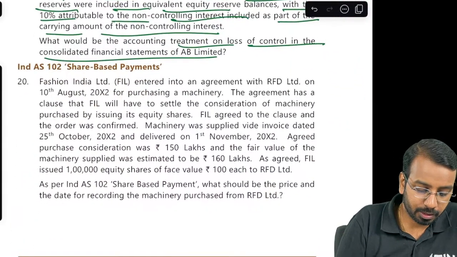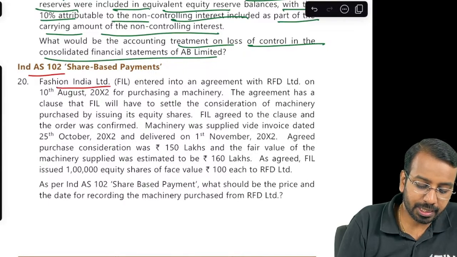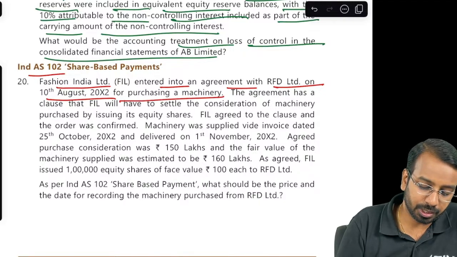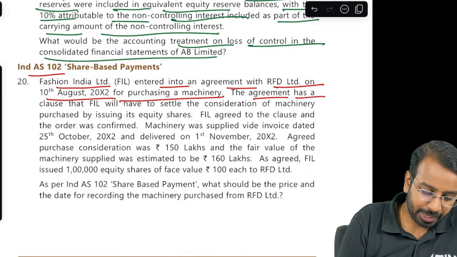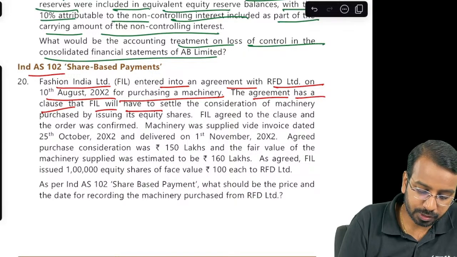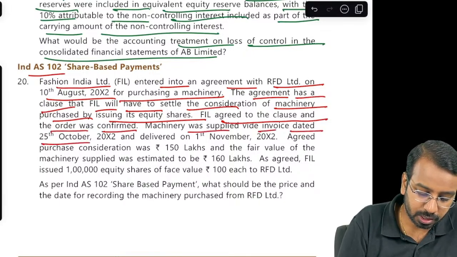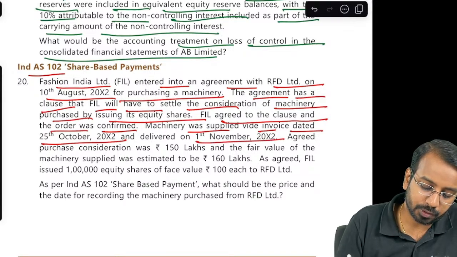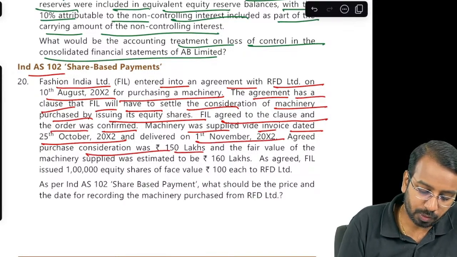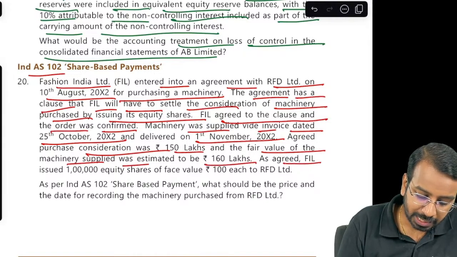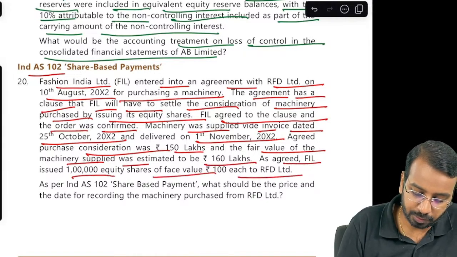Then the last one, Index 102, Fashion India Limited entered into an agreement with RFD Limited on 10th of August for purchasing a machinery. Agreement has a clause that FIL will have to settle the consideration of machinery purchased by issuing equity shares. FIL agreed to the clause and the order was confirmed. Machinery was supplied by invoice dated 25th of October and delivered on 1st of November. Agreed purchase consideration is 150 lakhs. Fair value of the machinery supplied is 160. FIL issued 1 lakh equity shares of face value of 100 each.